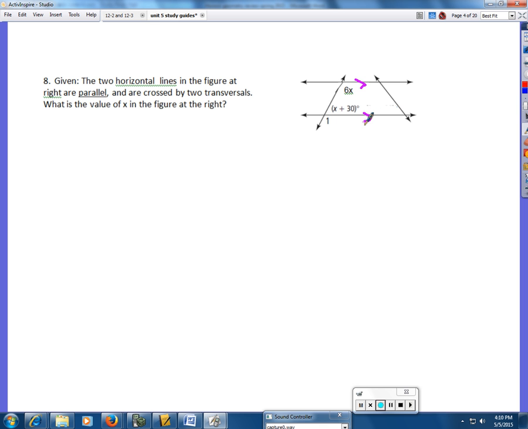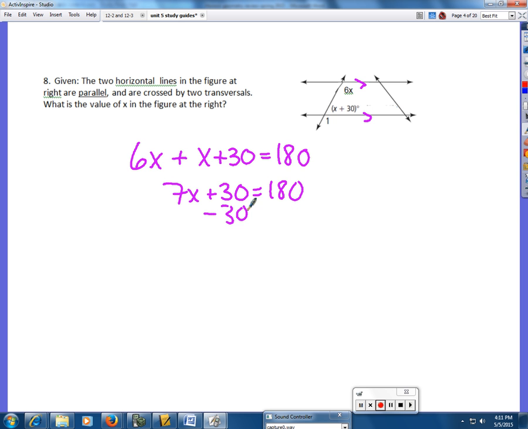So I can mark those parallel, which means these are same side interior angles that are supplementary, since that's the property of parallel lines with a transversal. So I know supplementary means they're added together. I take the sum of the 2 angles, and that sum must equal 180. Combine like terms, so I have 7x plus 30 equals 180. Subtract 30.